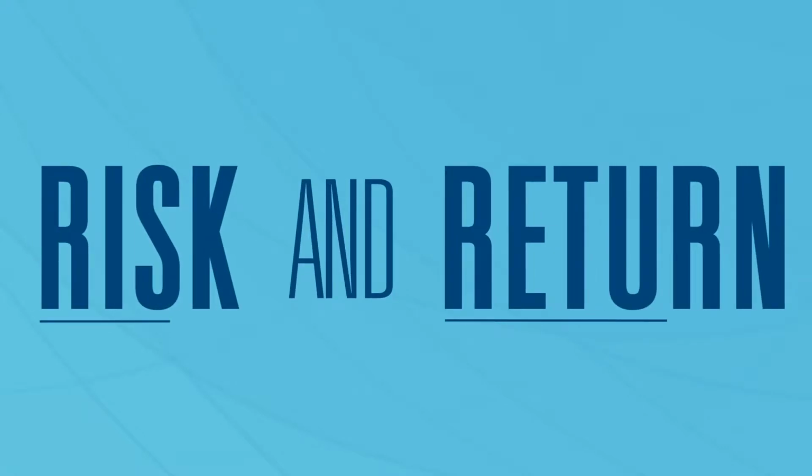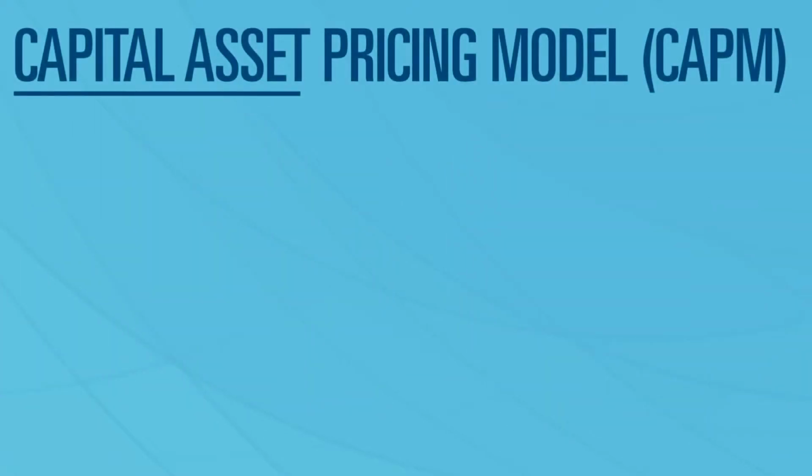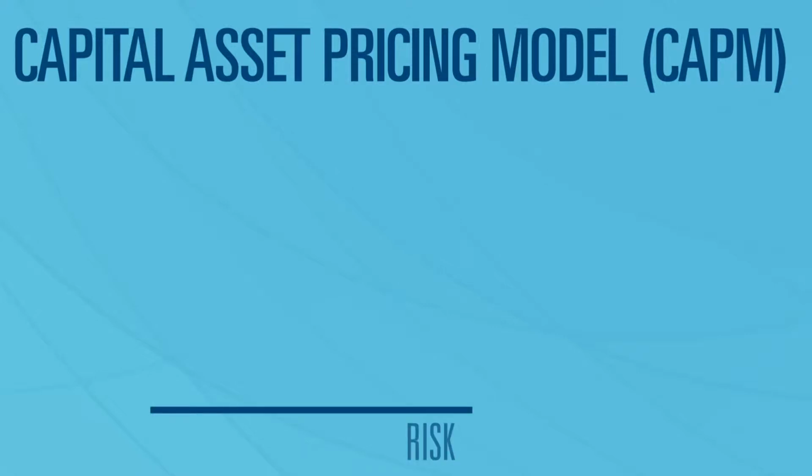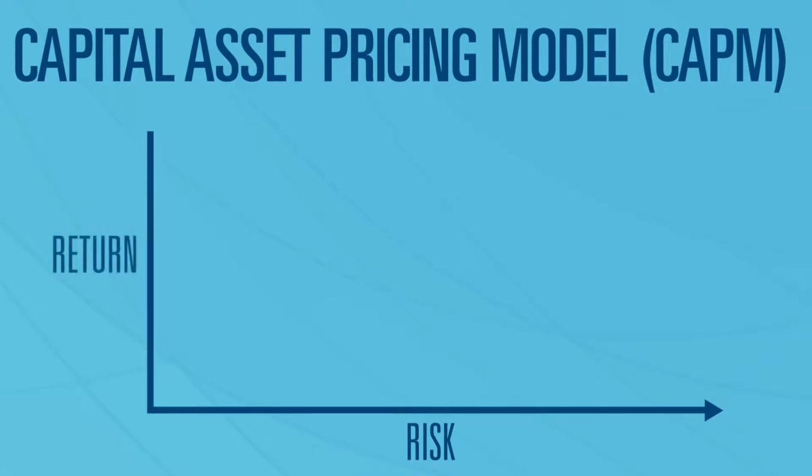The concept of risk and return means that higher returns require higher risk. The capital asset pricing model describes the relationship between risk and return for different assets over time. The horizontal axis shows risk or variability. The vertical axis shows return, and the diagonal line illustrates how risk increases as return expectations increase.